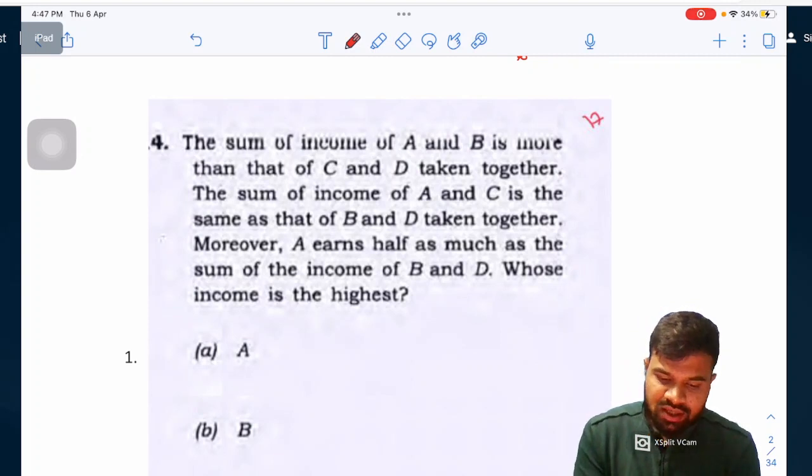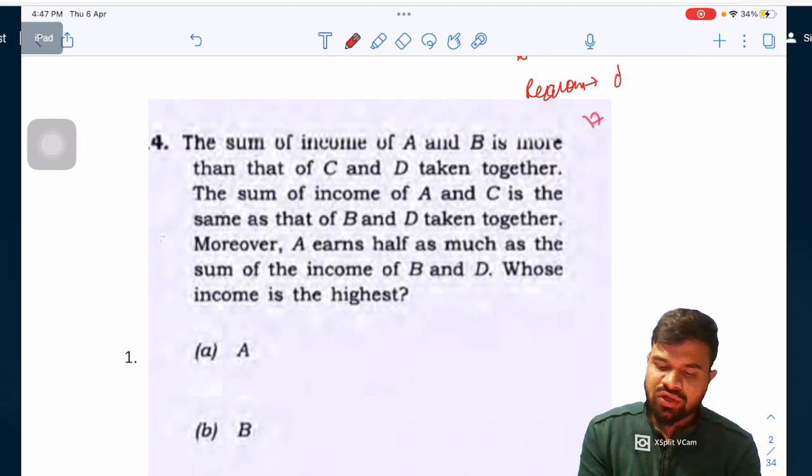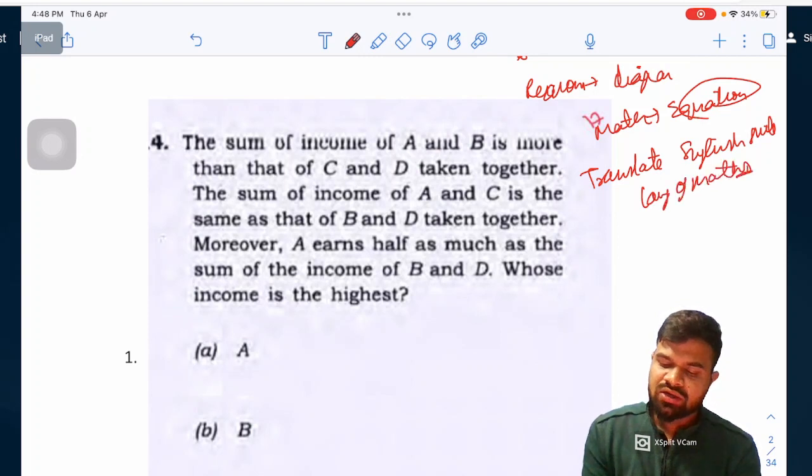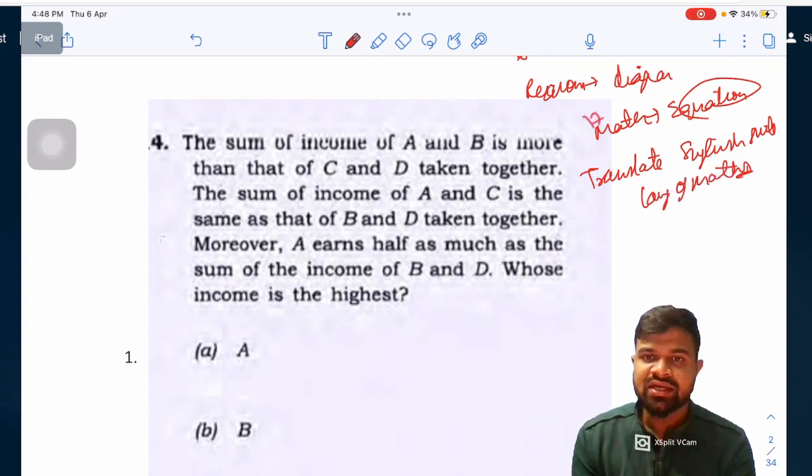Okay, see, what we need to do in maths questions, like I have already told you in reasoning, we need to draw the diagram. In maths, we have to form equations. Equations, what do you mean by equations? Equations mean that we have to translate English into the language of maths, because we cannot do operations directly in English. We have to translate the question given in English into the language of maths.